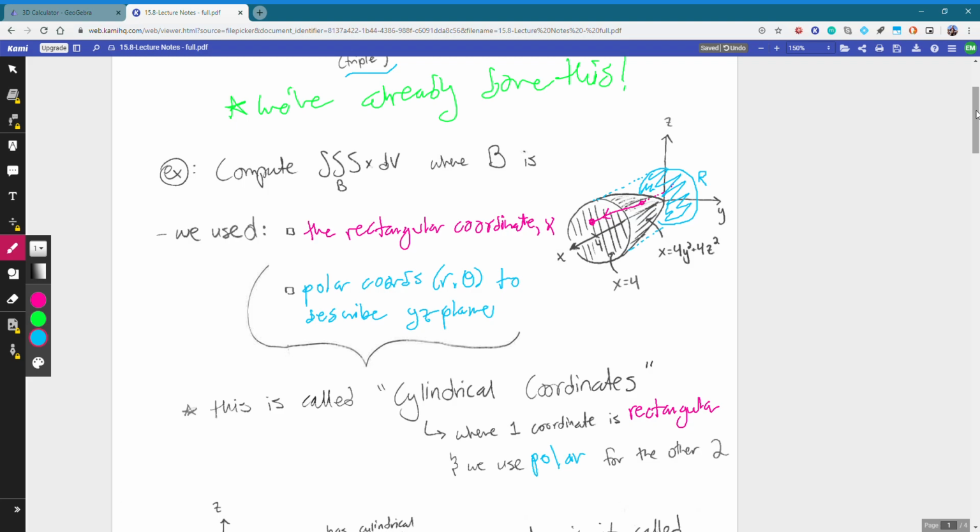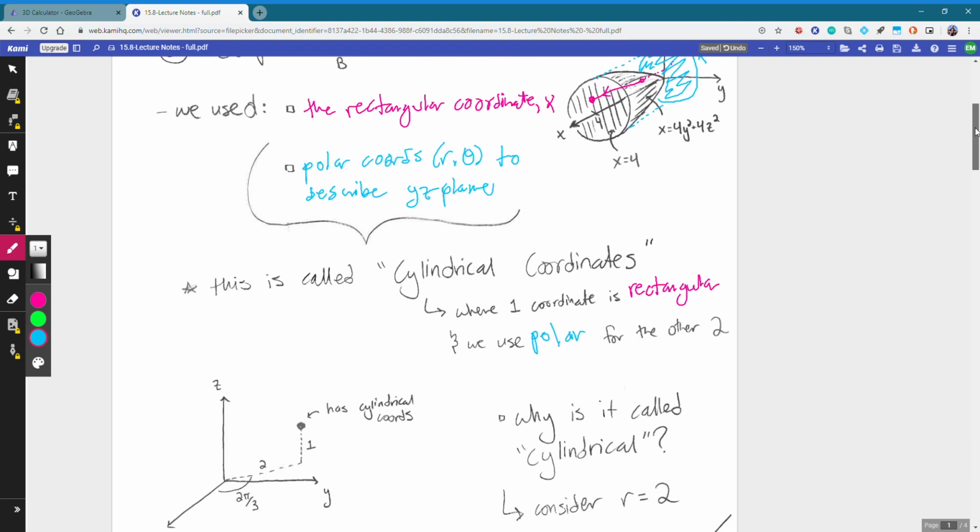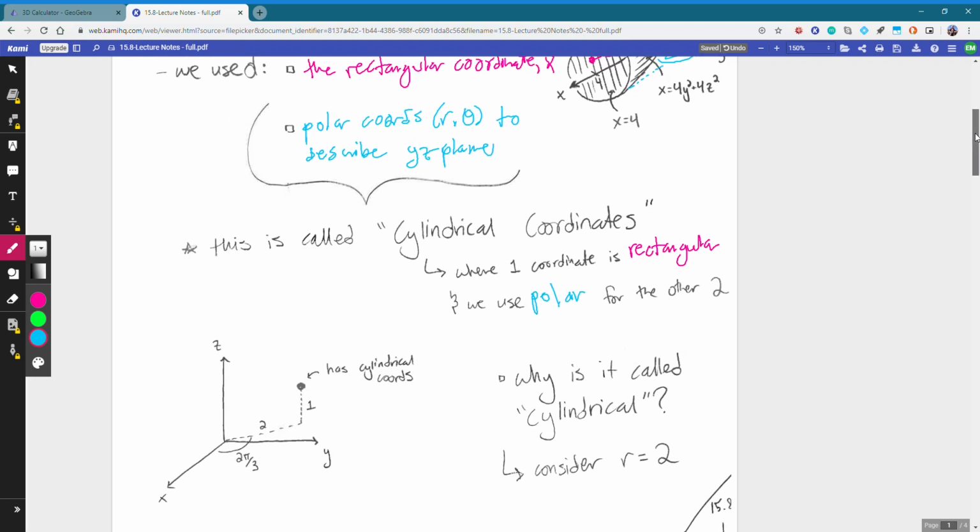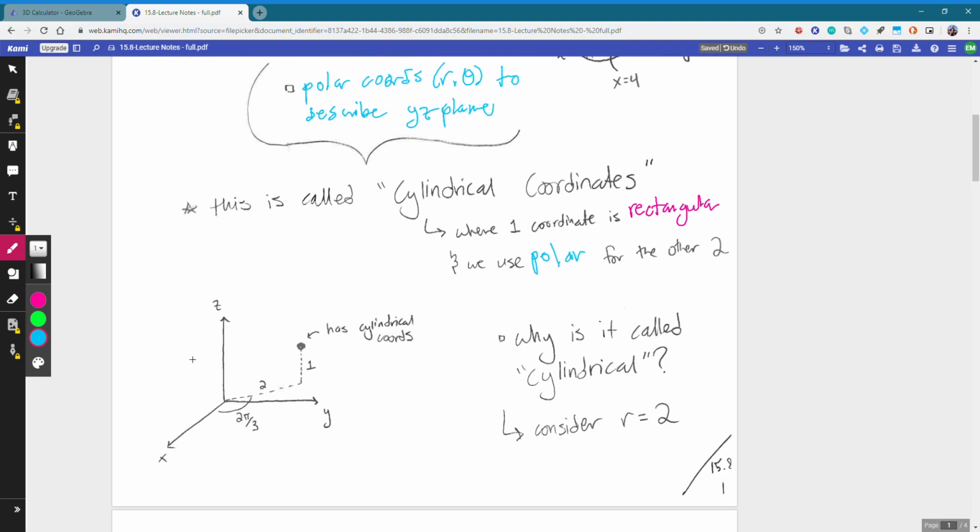And so just as a real quick example to get familiar with what we're talking about here, this is a way to give an address to every point in 3-space. For example, for this particular point here, first of all we have to choose what coordinate we're going to do rectangular. And for this particular picture here, I'm thinking of z as our rectangular coordinate.